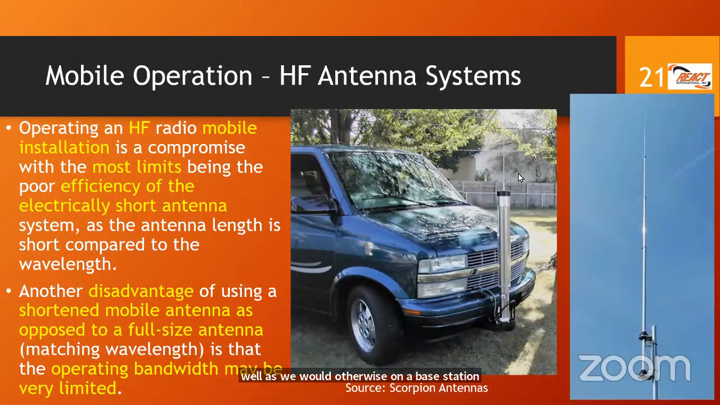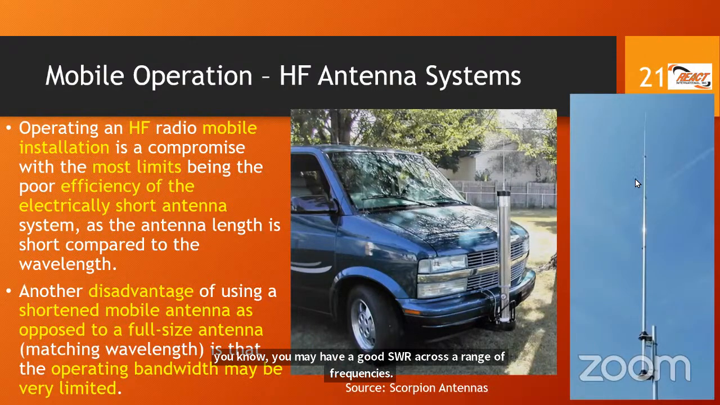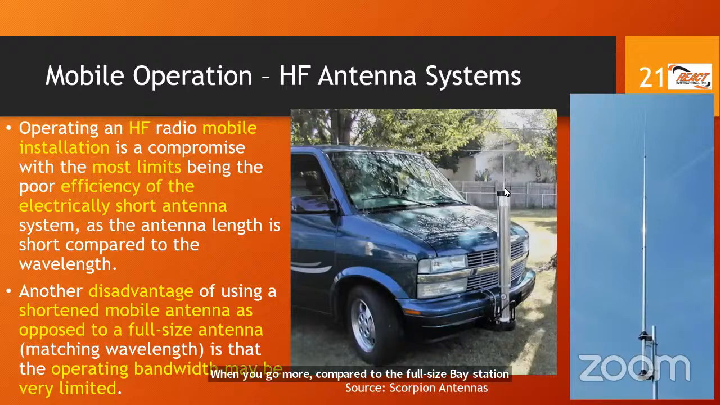So there's another disadvantage as well. When you have a base station antenna, you may have a good SWR across a range of frequencies. When you go mobile, compared to the full-size base station antennas, your operating bandwidth might be less. So some antennas, like these screwdriver antennas, you can adjust to suit, but you may certainly have to have a stronger antenna tuner inside of your mobile to cater for the fact that the mobile antenna's bandwidth may tend to be less. So let's deal with that bullet point.